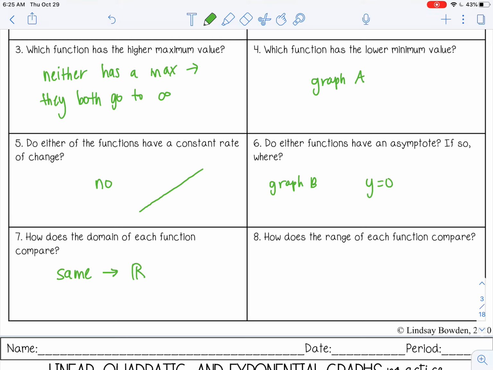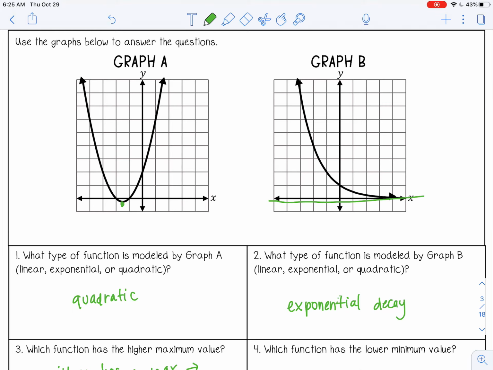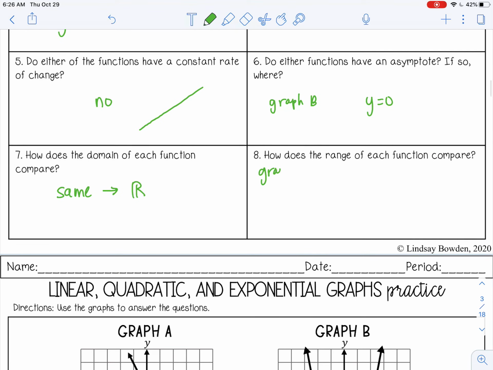All right, and then how do the range of each function compare? So the range of graph A is from here and then up. And let's just estimate that. I'm going to say that's about negative 0.3 because it's below. So for graph A, its y is greater than or equal to negative 0.3. And it does touch at negative 0.3, so I'm going to put equal to.